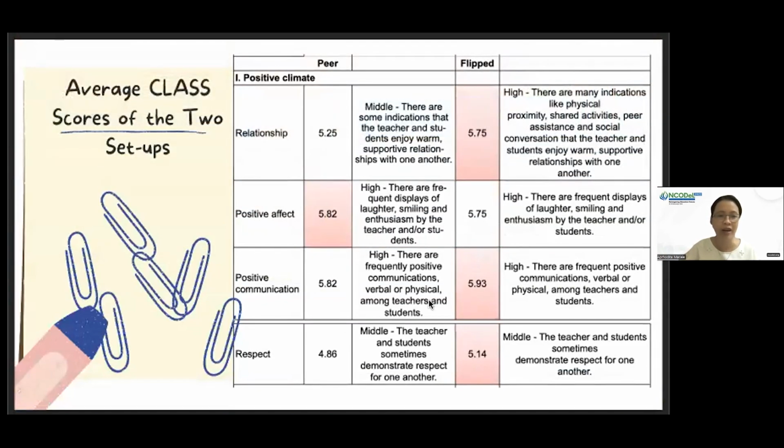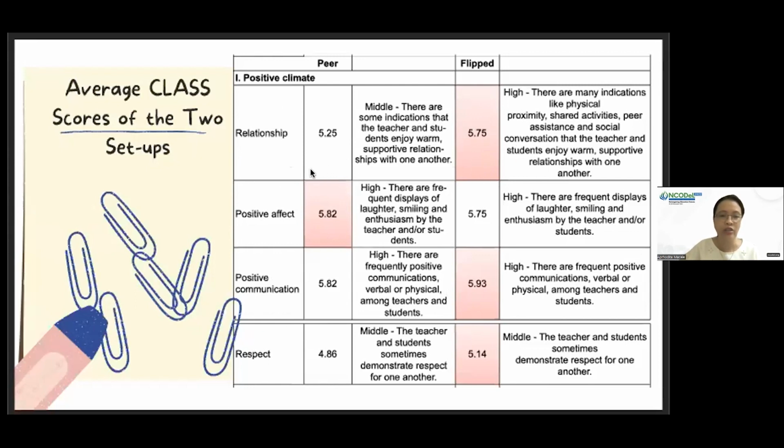So we have the tabulated scores. These are the average of the different dimensions. The first column has the dimensions of the classroom environment. And then the second and third are for the peer instruction setup or the conventional classroom. And then the fourth and fifth are for the flipped classroom. So I highlighted here the scores which are higher.